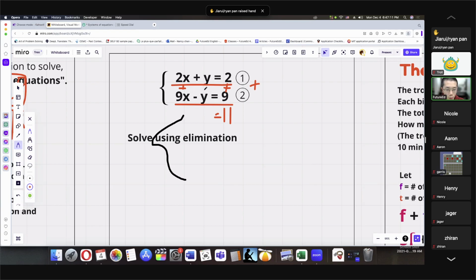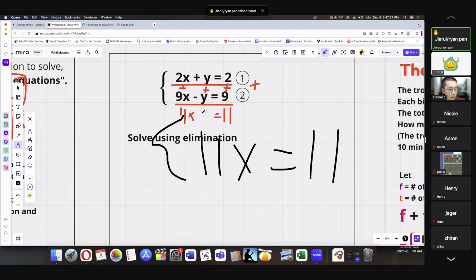So how would you add these? You have 2x plus 9x. What's that equal to? That's 11x. Awesome. And what's positive y minus y? Positive y minus y equals 0. So we see that whatever y is, we don't care. We're like, nah, you're just disappearing. You're being eliminated. So in this case, x is actually very hard to eliminate in this question.